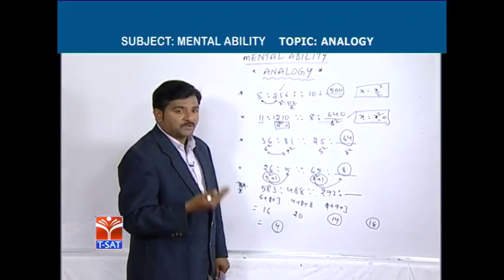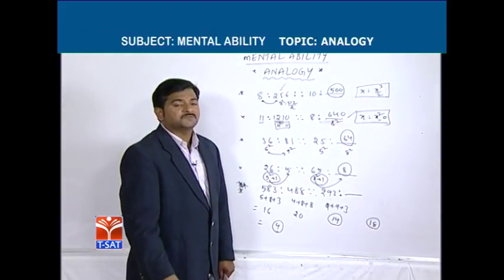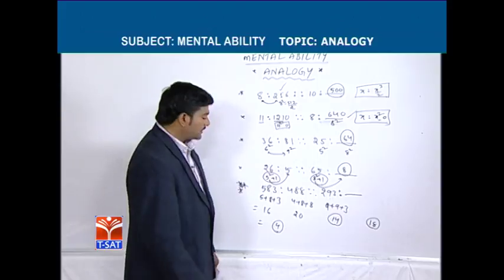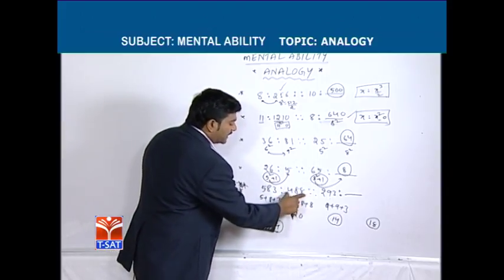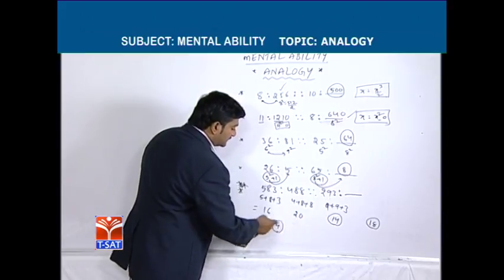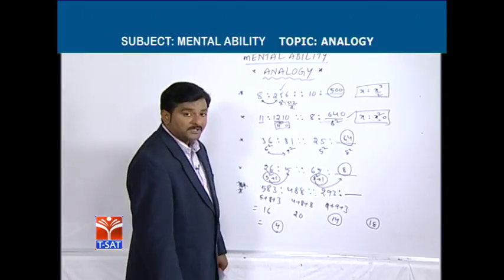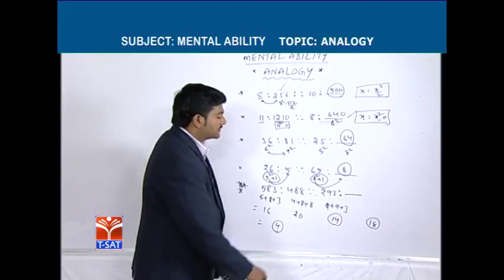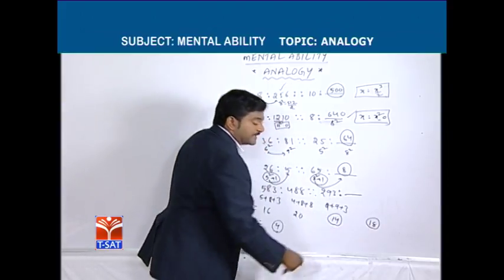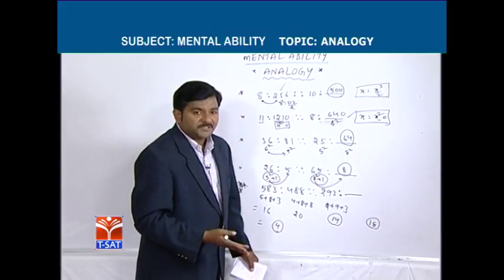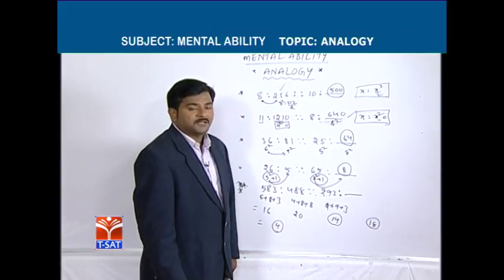That other model is the sum of the digits model, the sum of the given digits. Here 583, sum of the digits is 16. Here 488, the sum is 20. The difference between these two numbers is 4. Applying the same concept for that also, 293, the sum is 14, but next you have to get a sum of 18. How is sum 18 possible? Simply that depends on the given options.